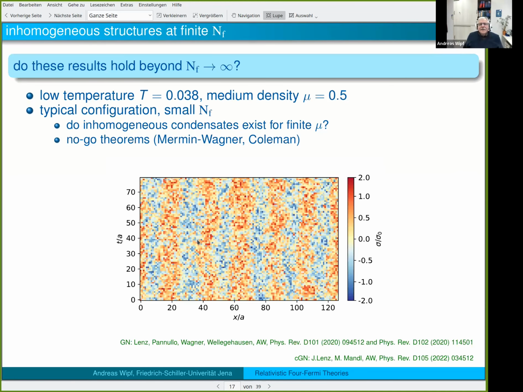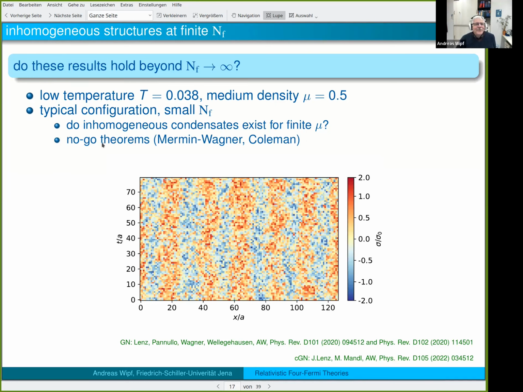So what happens if you go away from NF going to infinity? So a realistic number of flavors, 2, let's say. Well, we started again going down to one dimension and see what happens. Does this result of Tees and collaborators still hold if the number of flavors is small, let's say 2 or 8? Because you remember the story about the Goldstone theorem, which should be valid for 2 flavors, or a finite number of flavors.